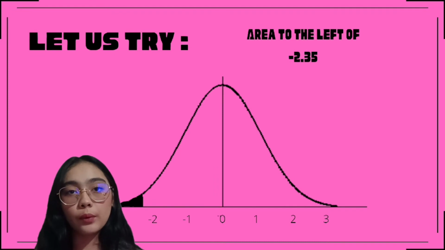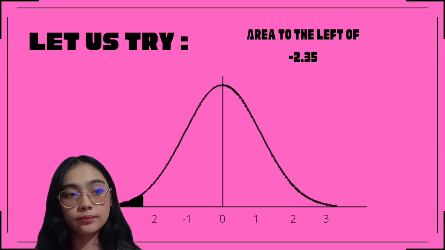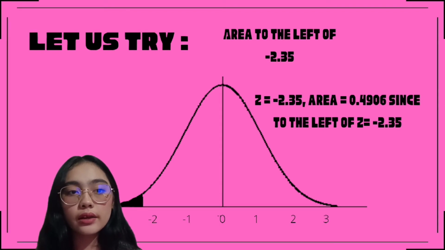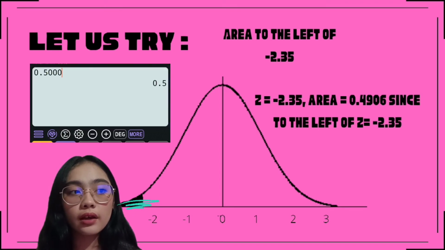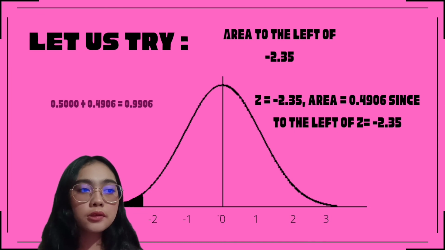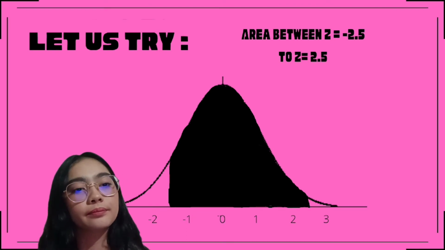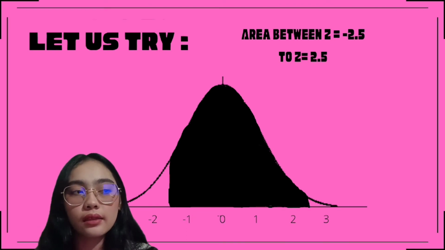For the second example, we will determine the area to the left of negative 2.35. If we take a look at the z-table, we will now know that its area is 0.4906. Since it is to the left of z-score negative 2.35, we will simply add half of the normal curve area to its area, which is 0.4906. And in total of that, we will get 0.9906. I hope you also get that right. Now let us proceed to the last example.